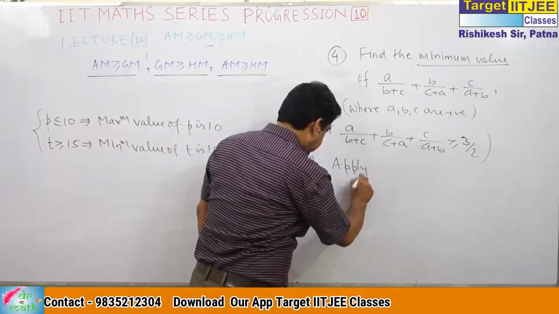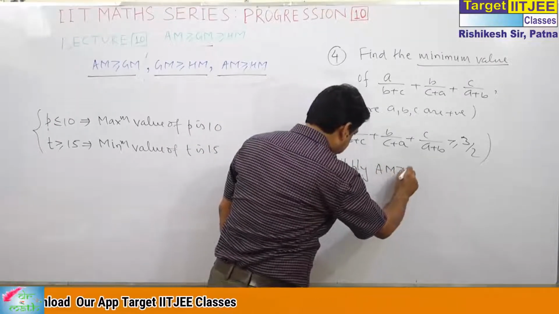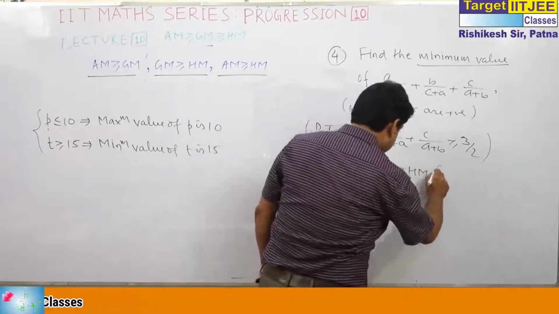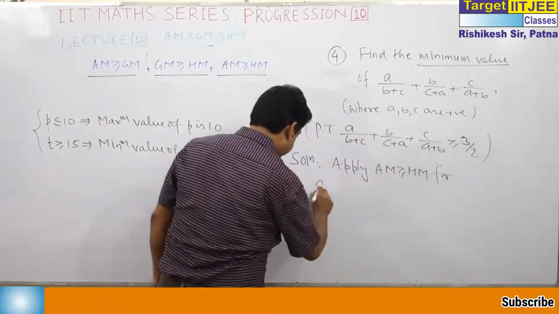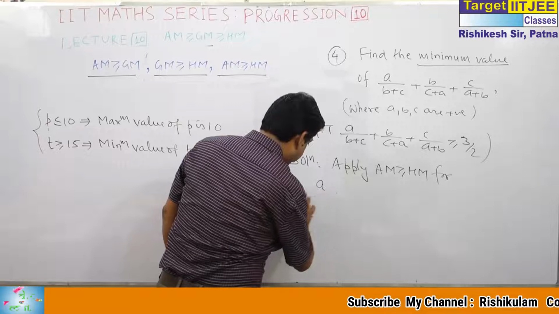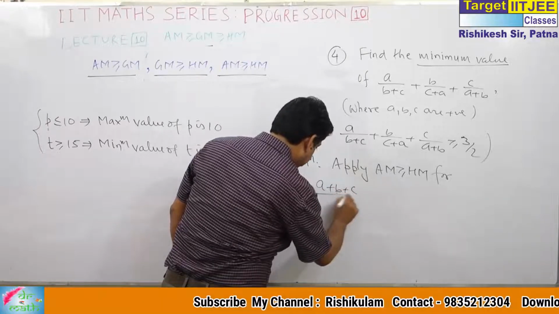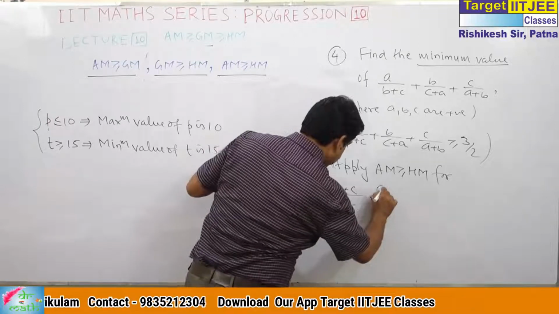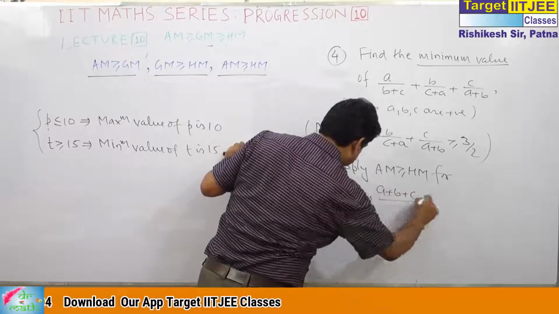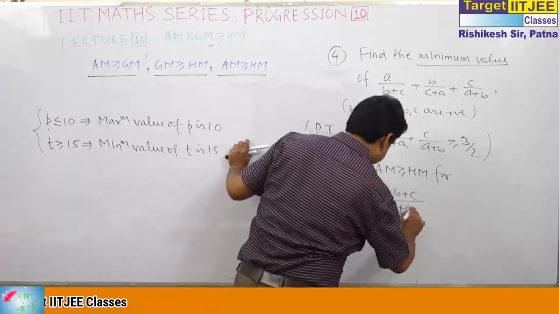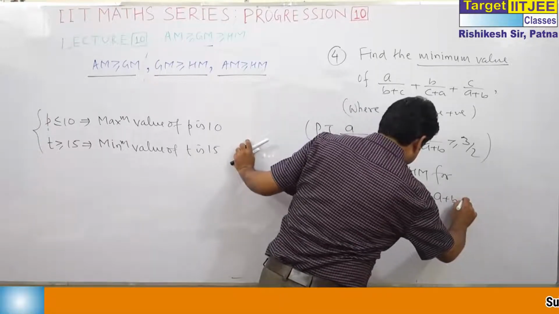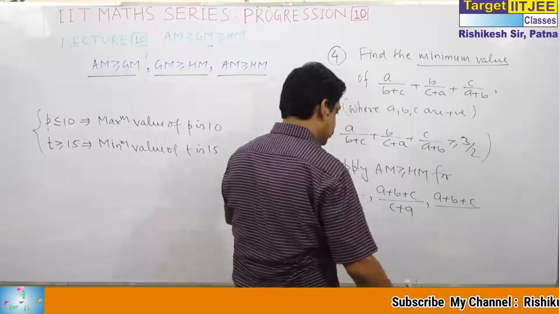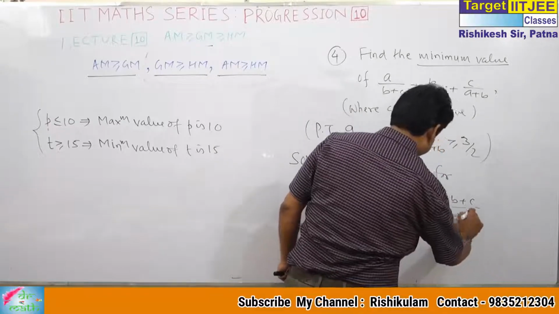Apply AM greater than or equal to HM for A plus B plus C divided by what denominator? B plus C. A plus B plus C divided by C plus A, and A plus B plus C divided by what? Divided by A plus B.